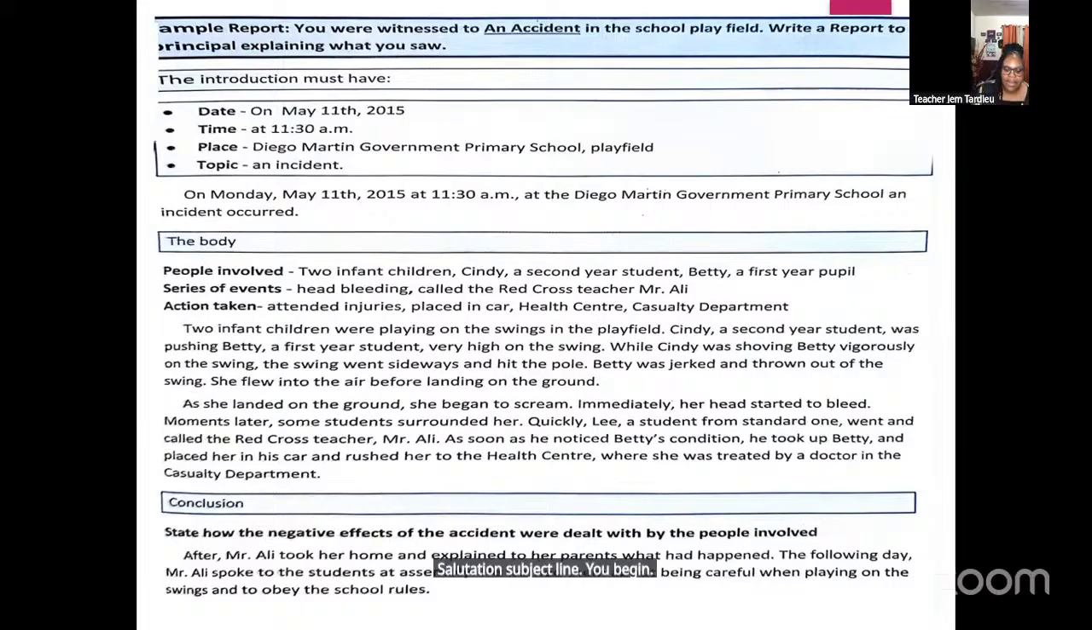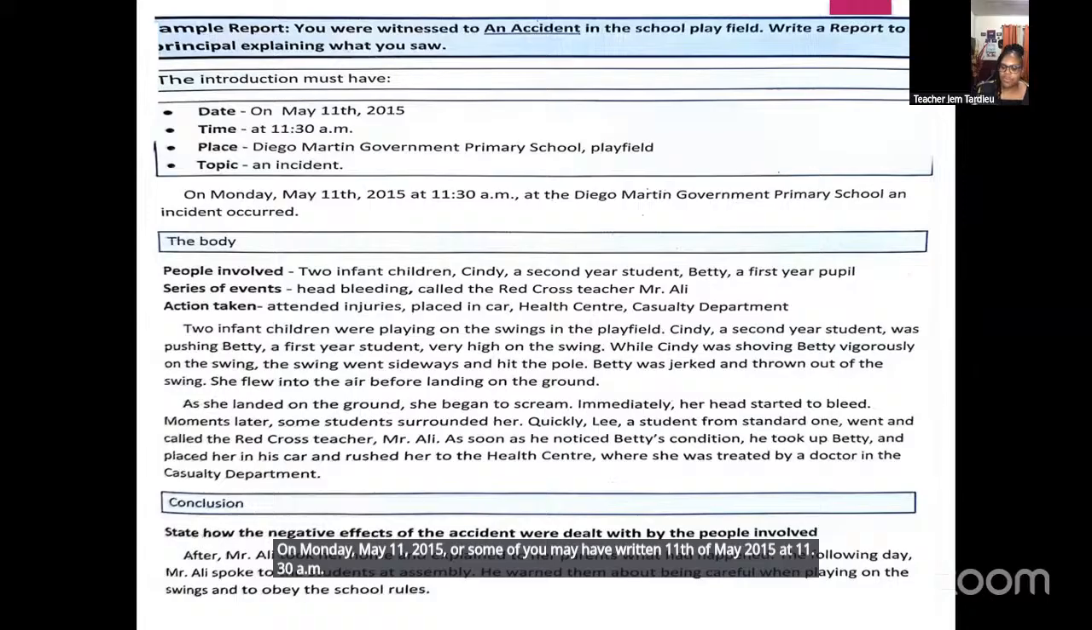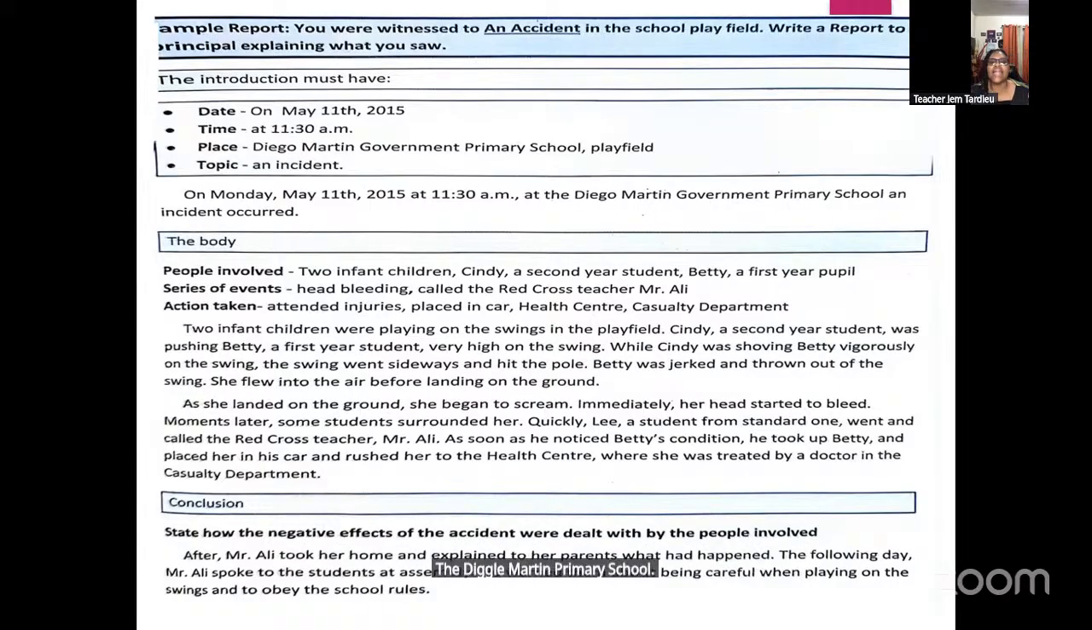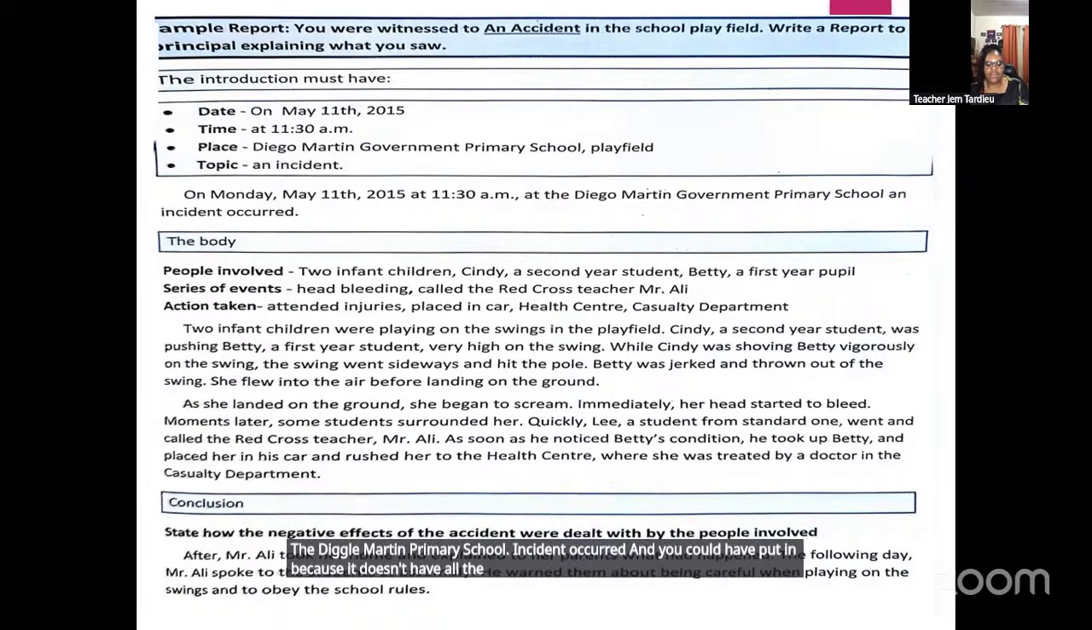On Monday, May 11th, 2015, or some of you may have written 11th of May, 2015, at 11:30 a.m. at the Diggle Martin Primary School, an incident occurred, and you could have put in, because it doesn't have all there, an incident occurred between two infant children, Cindy, a second year student, and Betty, a first year pupil. So you have your intro.